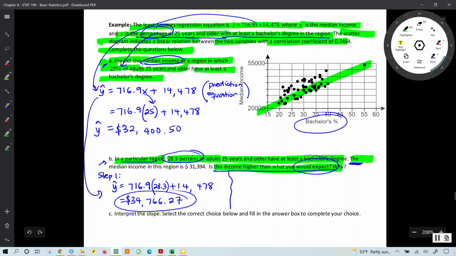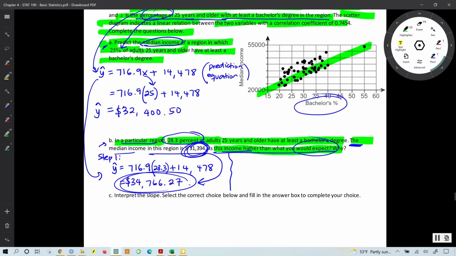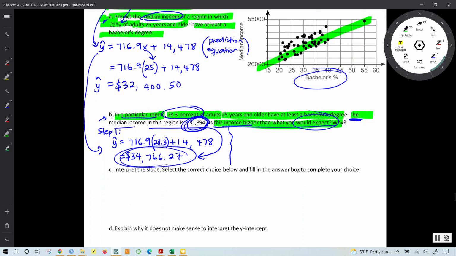But we're told that the median income in this region is actually this value. So is this value higher than this expected value? Well, the answer here is no. This income is not higher than what we would expect in this region. And that is because the expected income is $34,766.27.